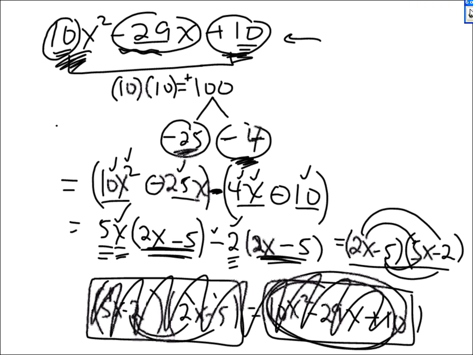Okay, that's how you do factoring by grouping. The first few problems were set up to be done by grouping. You were given the 4 terms. But when you have a quadratic, you're going to have to do stuff to it to get it to be 4 terms and then factor it. Okay, good luck with this.